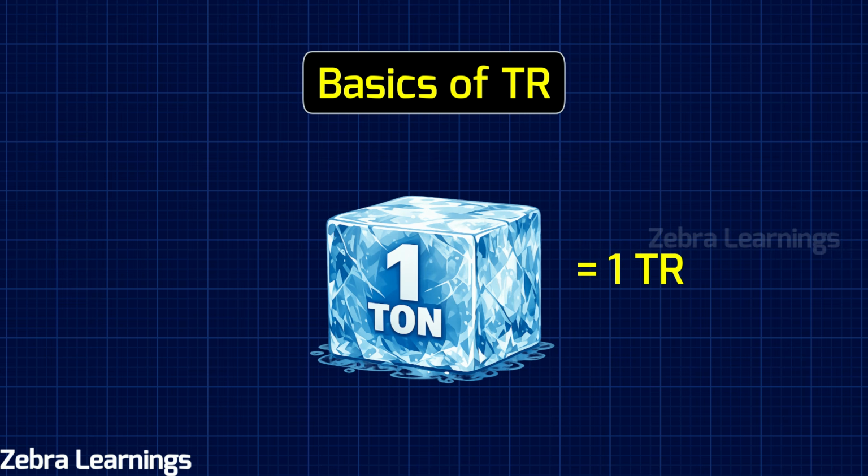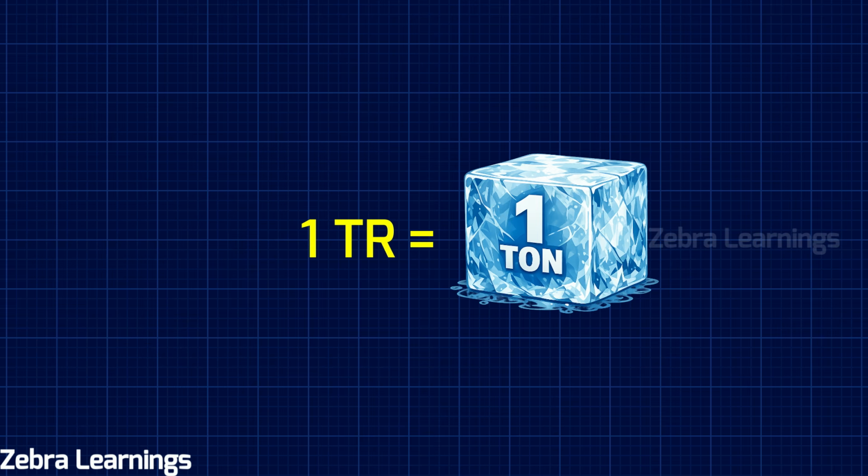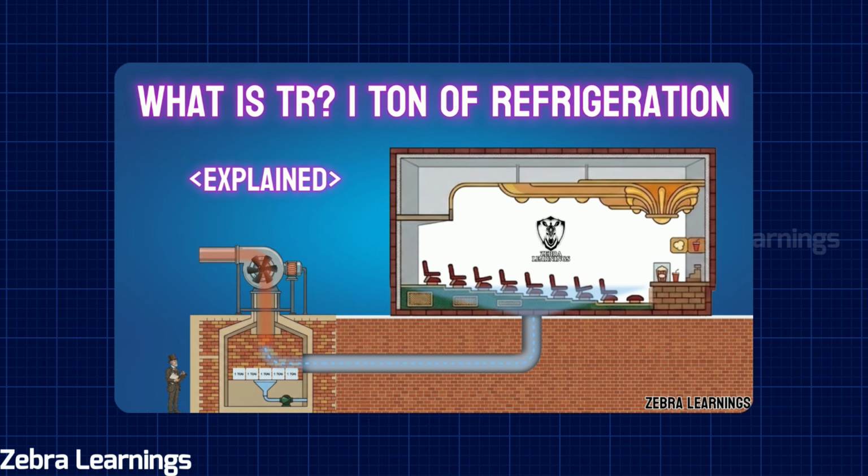In other words, the amount of heat a 1-ton block of ice can remove over a span of 24 hours is the exact same amount of heat a 1 TR AC unit will remove. So, in this context, 1 TR is directly equivalent to a 1-ton ice block. We have also uploaded a highly detailed video covering TR and its history. The link is in the description for anyone who wants to check it out.